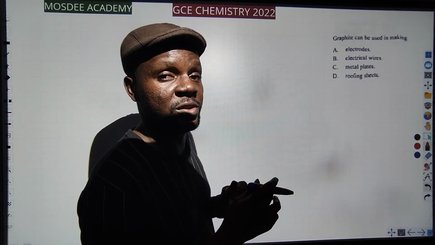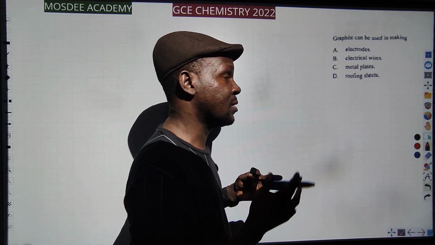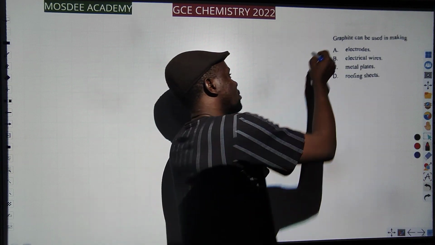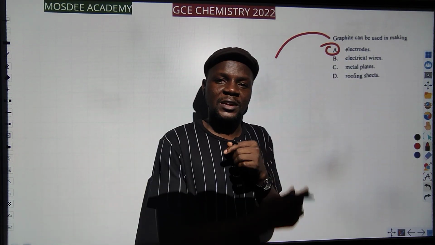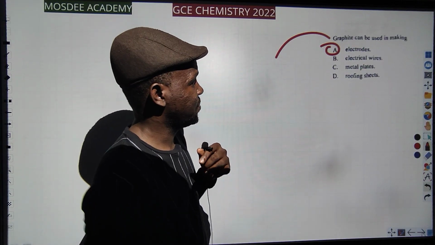I think this is a direct question. I don't need to waste time. Topic of carbon and its compounds. Graphite is a good conductor of electricity. That is why it is used as an electrode. The next question, please.